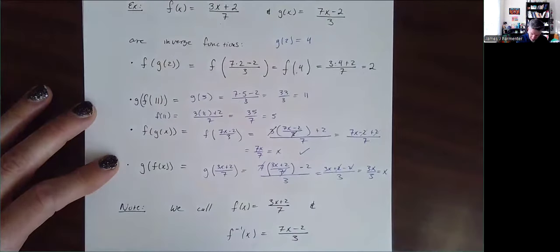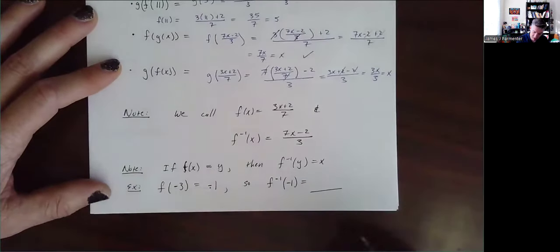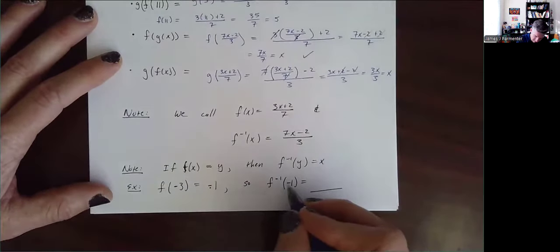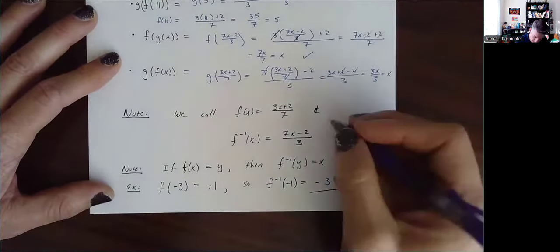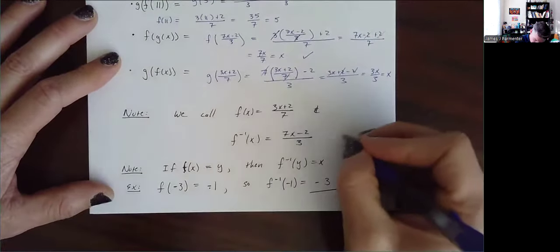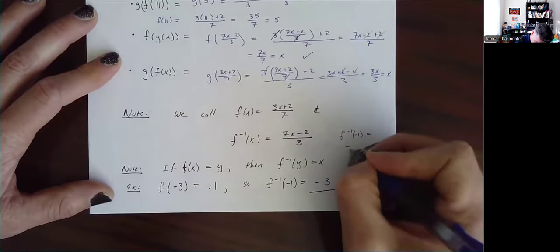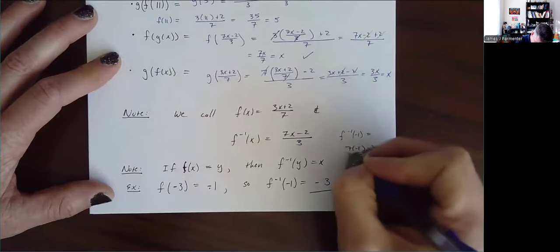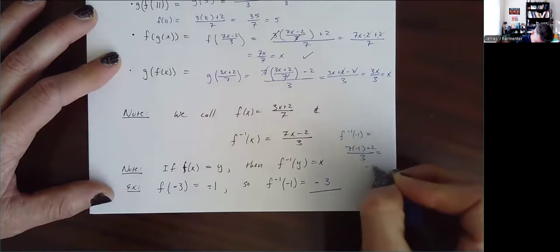If f of -3 is equal to -1, it should be obvious that f inverse of -1 is equal to -3. We can also plug it in though, right? If we actually look here, f inverse of -1, if we plug it in, is going to be 7 times -1 minus 2 over 3. That's -7 minus 2, so -9 divided by 3, which is in fact -3.